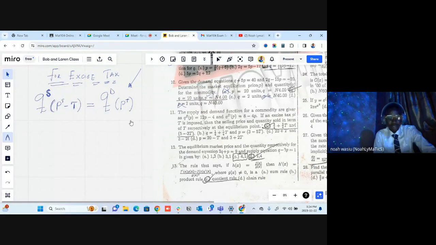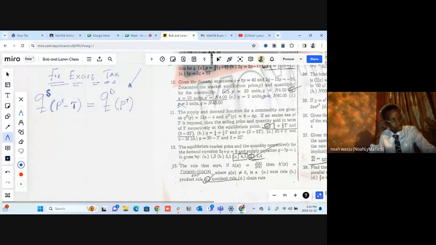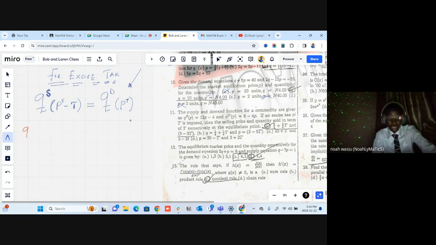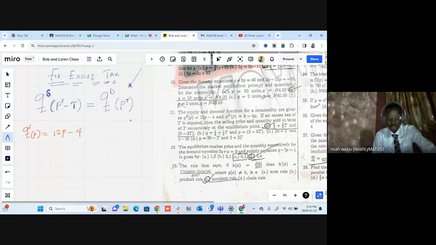I have my QS. QS is given to us as 12P minus 4, and then QD is given to us. You notice that QD is in terms of P, have you? They already put P there.